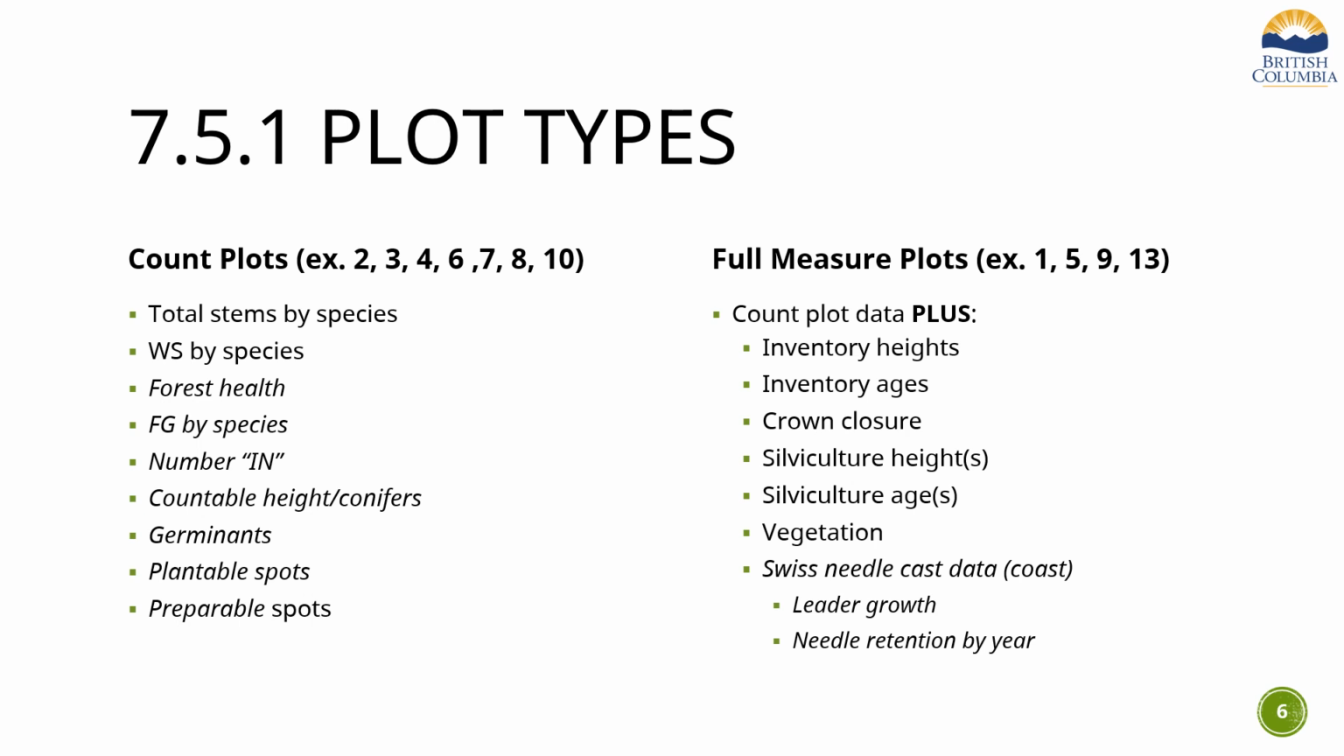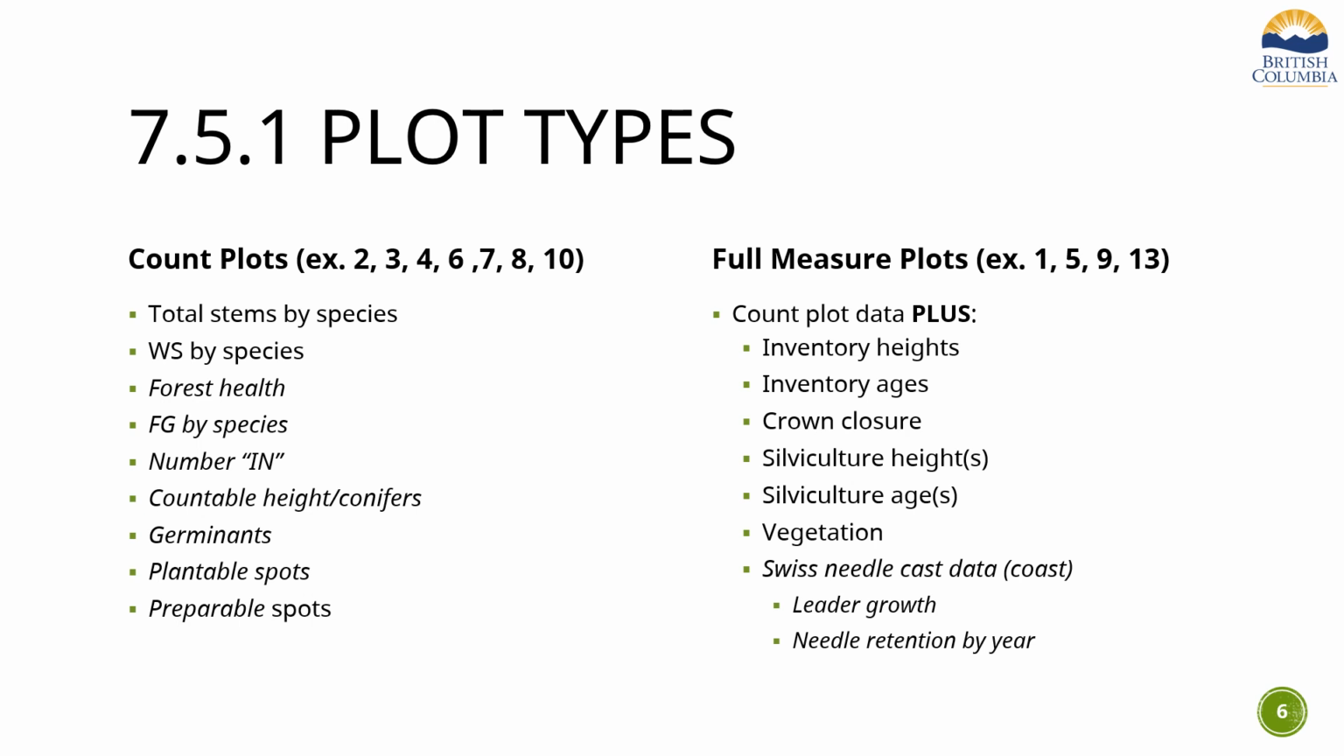Moving on, we have section 7.5.1 covering plot types. This section explains when different data elements should be collected. To help remember it, you can categorize your plots as count plots and full measure plots. Your count plots are simpler and happen more frequently. They are equal to the second, third, fourth, sixth, seventh, eighth, 10th, etc. plots. At them, you will always collect total stems by species and well-spaced by species.